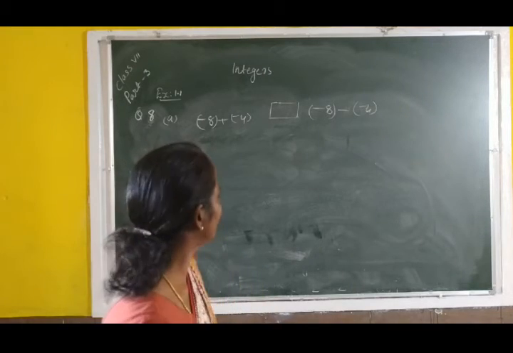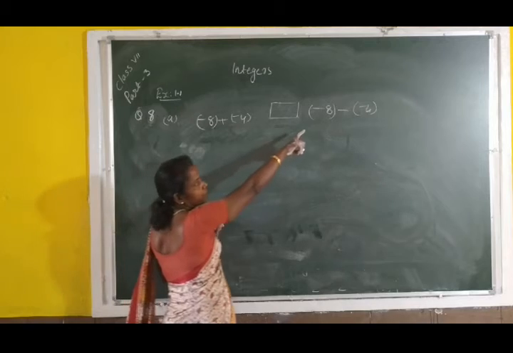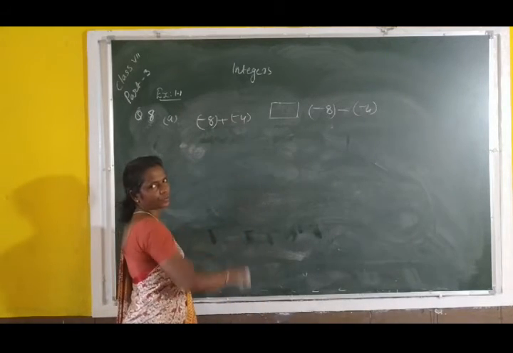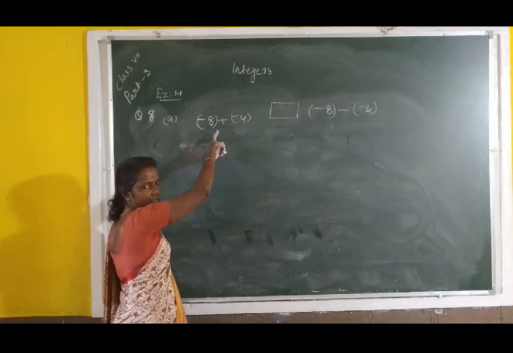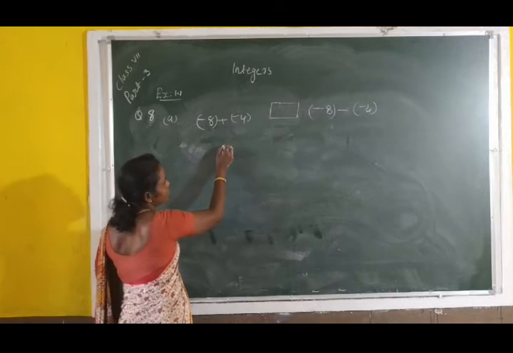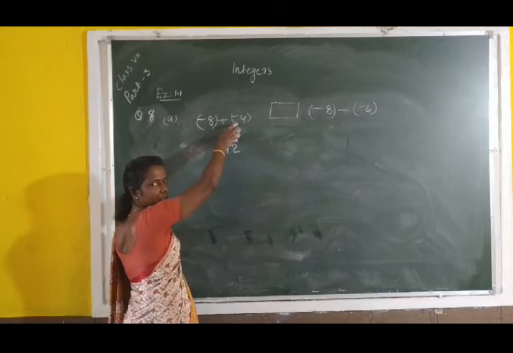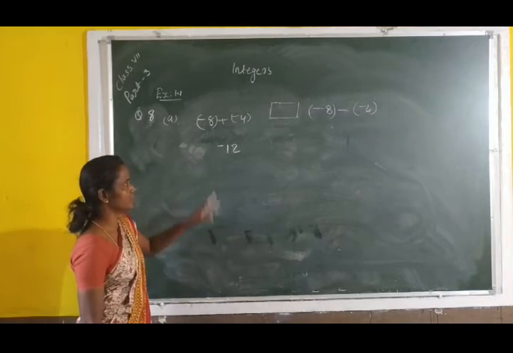Then look, here this is addition and here subtraction. So negative 8 plus negative 4. Here look, the signs are the same. So we add the numbers and keep the same sign. 8 plus 4, which number? 12. And which sign is this? Negative, and the second number is also negative. So the answer is also negative. So negative 12.